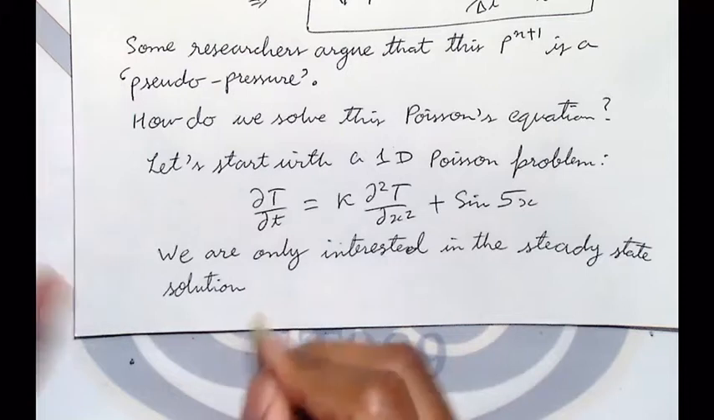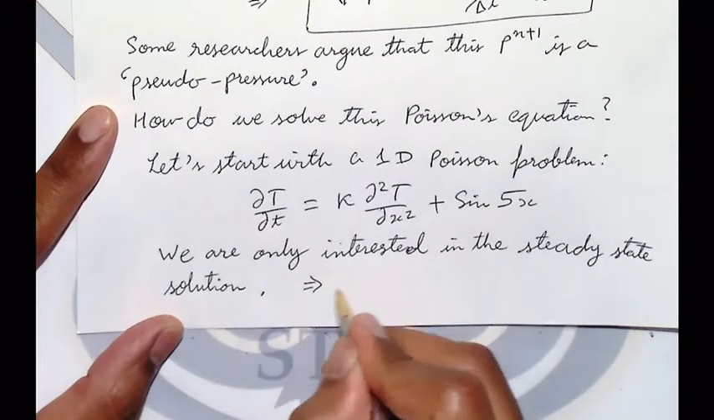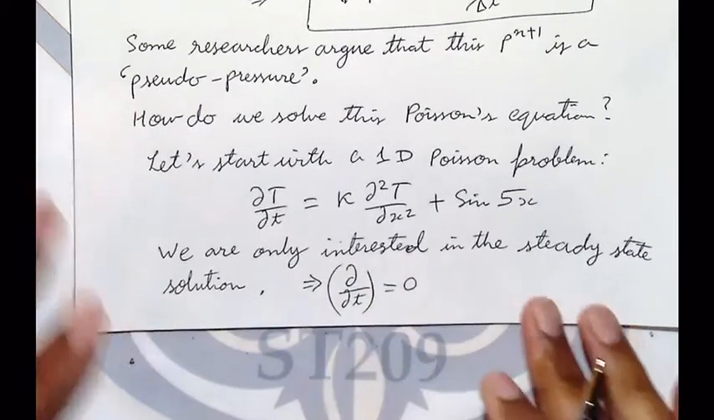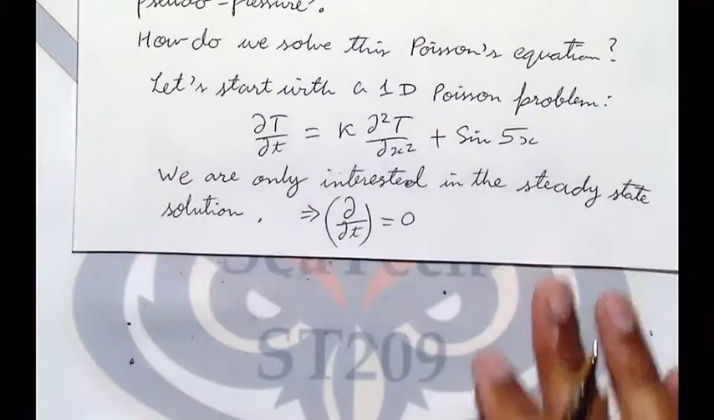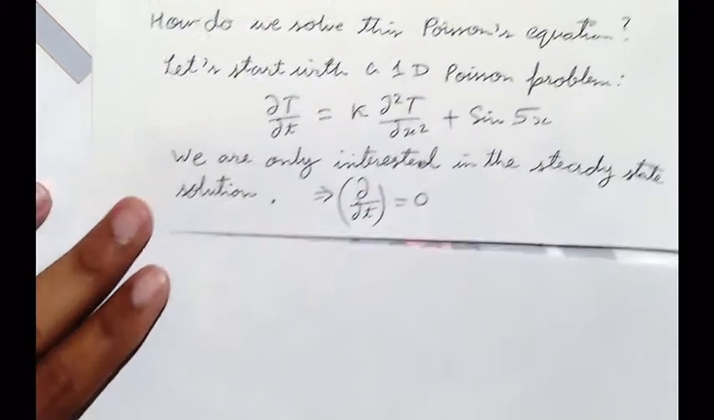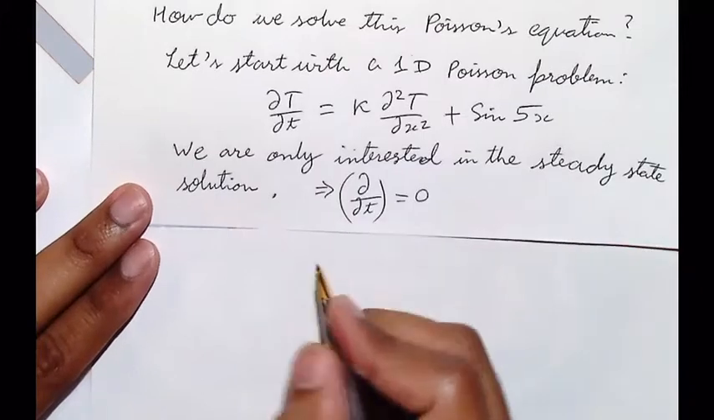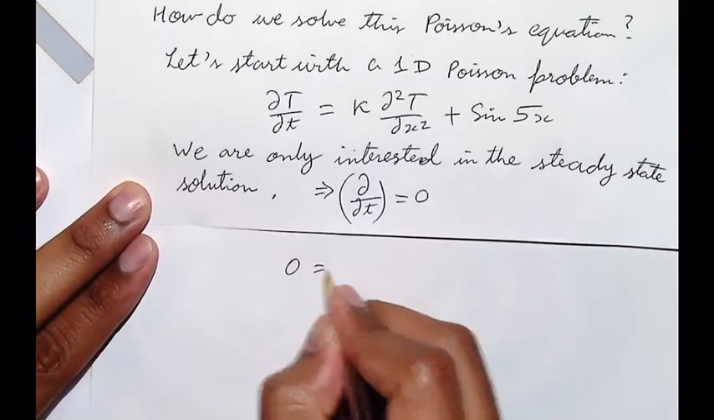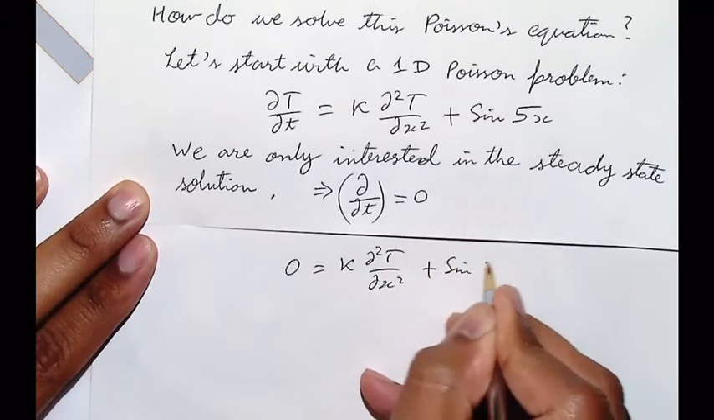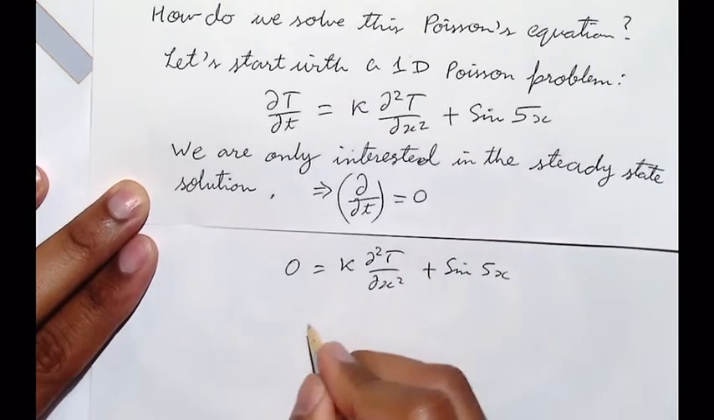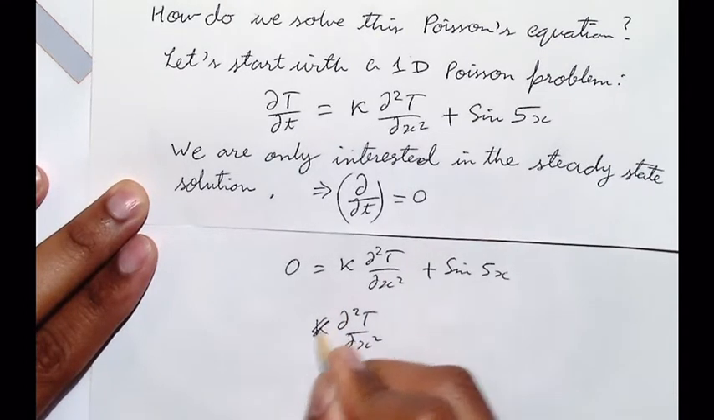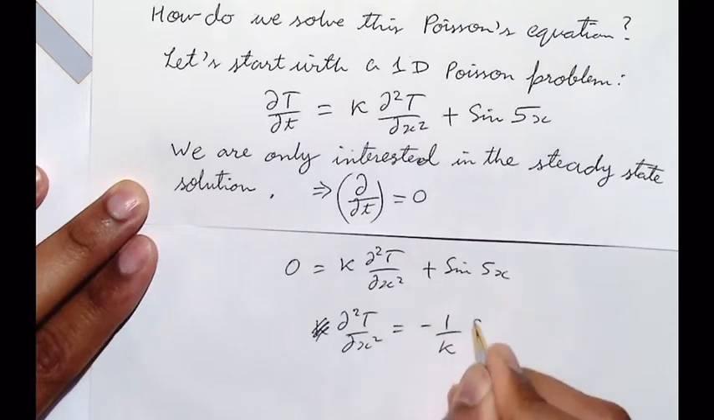Okay, and whenever we want steady state, that means any del by del t can be set to 0. Fine, so we have 0 equals kappa del 2t over del x squared plus sine 5x. So we should just have written del 2t over del x squared equals minus 1 over kappa sine 5x.